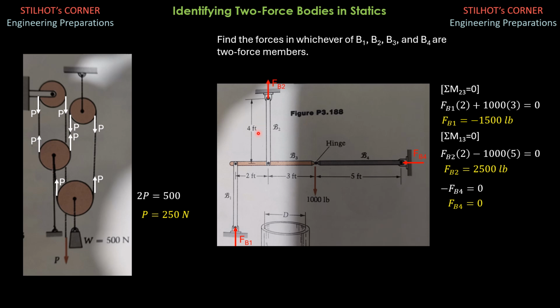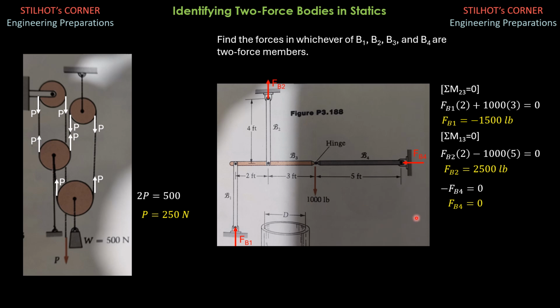If you want to solve for FB2, then you sum up moments about this point, called 1, 3. Summation of moments about 1, 3 equals 0. Still counterclockwise positive, so FB2 times 2 feet. This is clockwise, so minus 1,000 times 5 feet equals 0. Again, FB4 has no moment, it passes through that point. So FB2 is 2,500 pounds.